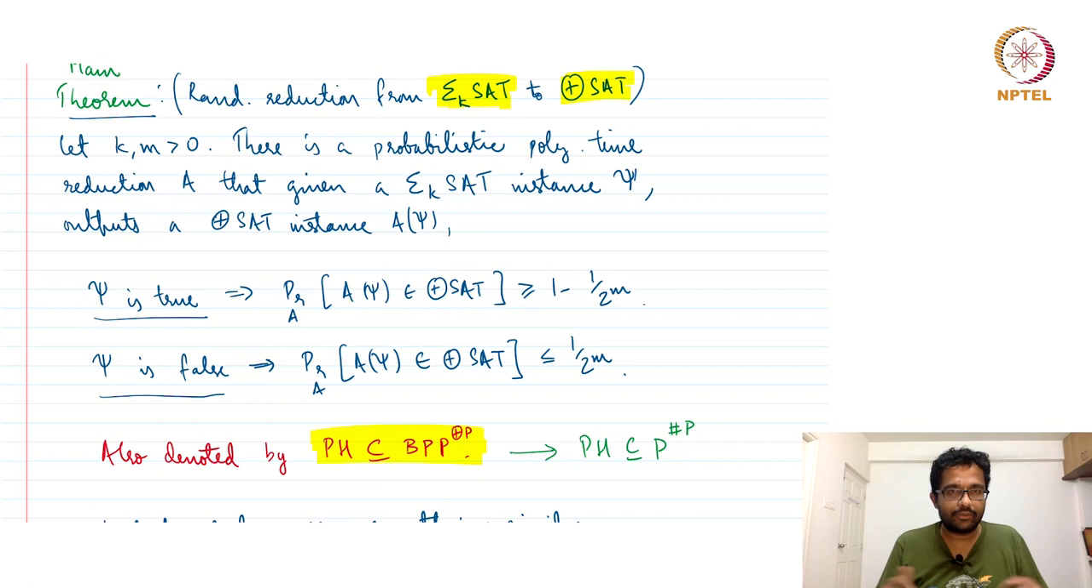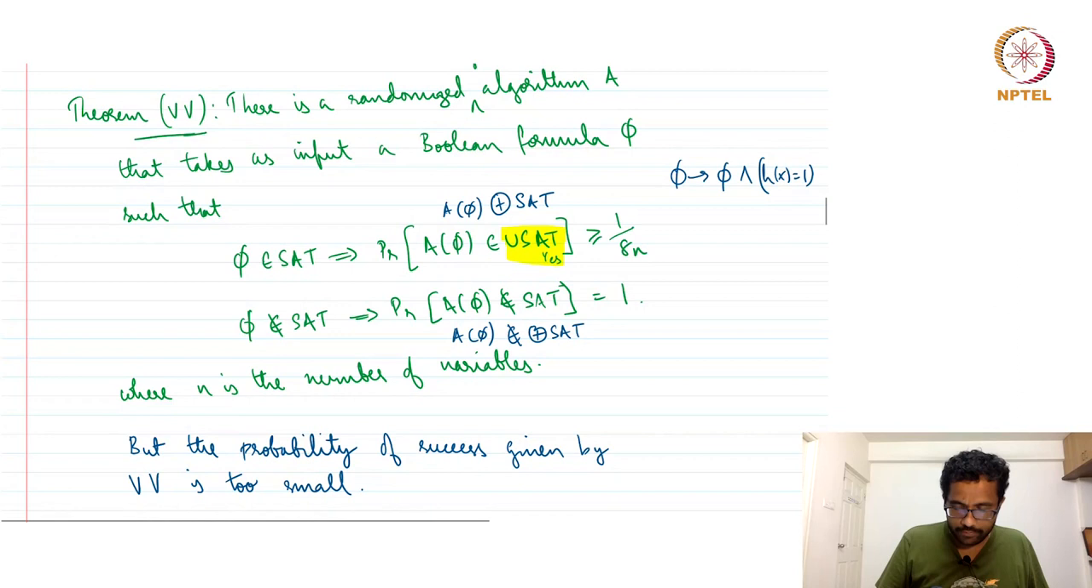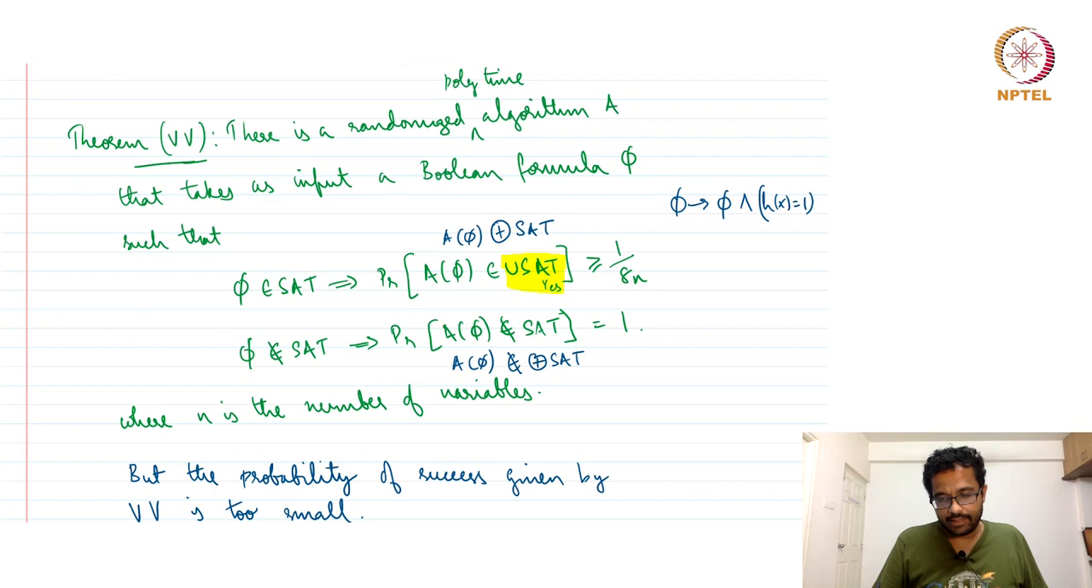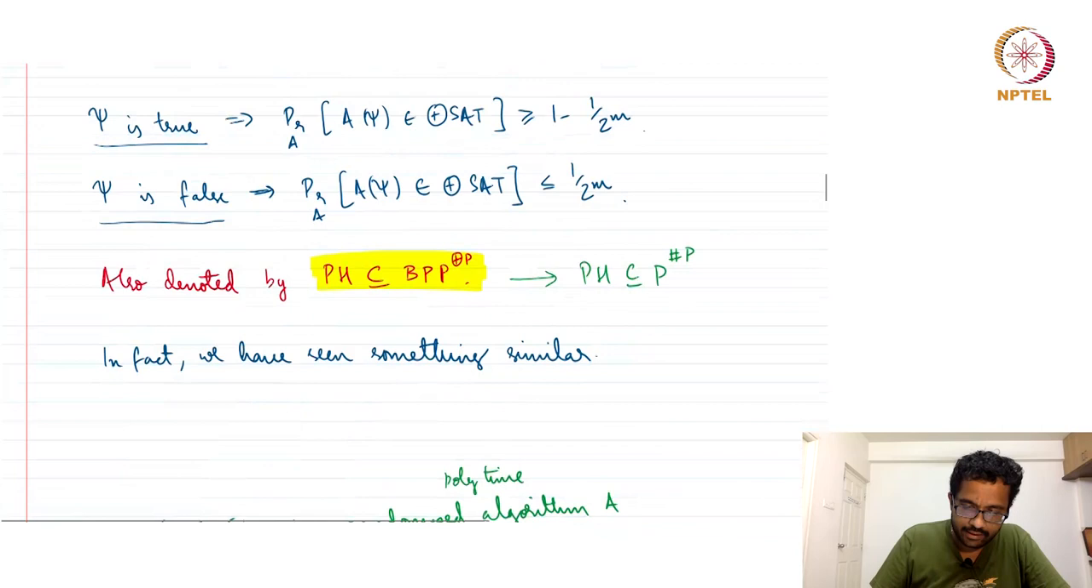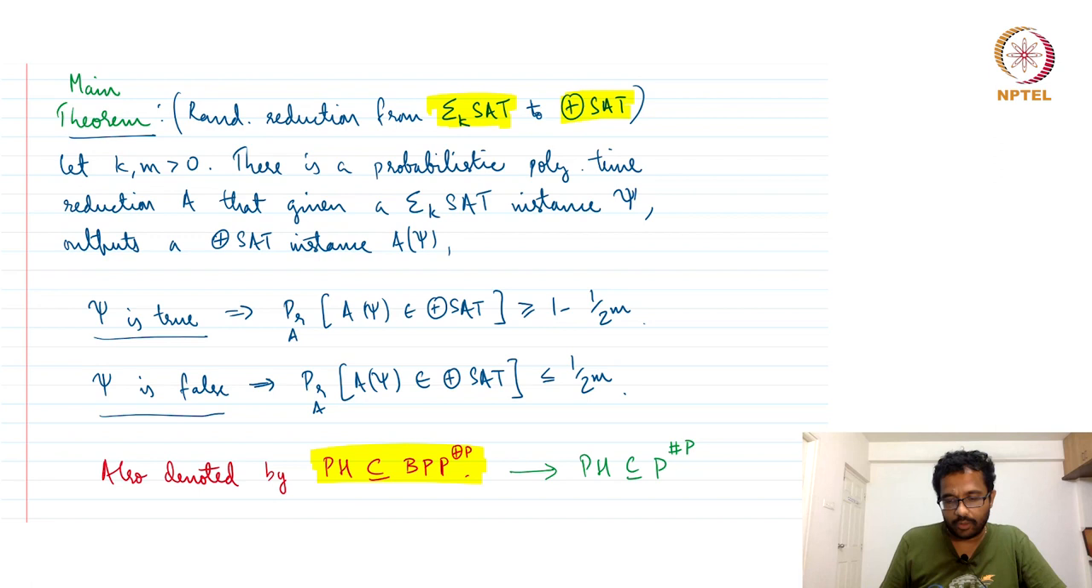Second thing is that the probability of success is one-sided in Valiant-Vazirani. So the no instances are sure to go to no instances. Yes instances go to yes instances with a small probability, 1 by 8n. Whereas here in the target statement, we want the correspondence to be much stronger. The probability that if phi is true, then a phi is in parity set is 1 minus 1 by 2 power m. So we need to do some kind of boosting.